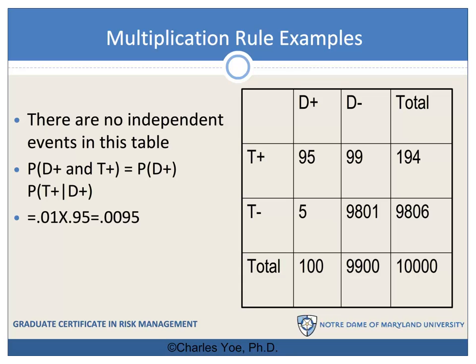The probability that a person is disease positive and test positive is equal to the probability that they're disease positive, and that is 100 out of 10,000 people. So that becomes our very first factor, 0.01. That is going to be multiplied by the probability that a person tests positive given that they are disease positive. So this is a conditional probability. We will consider them very shortly here, but let's talk about how this works.